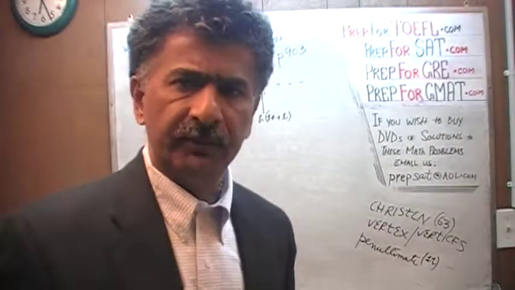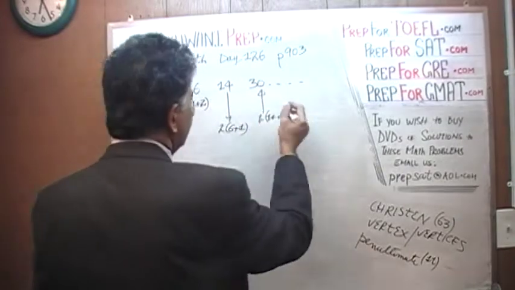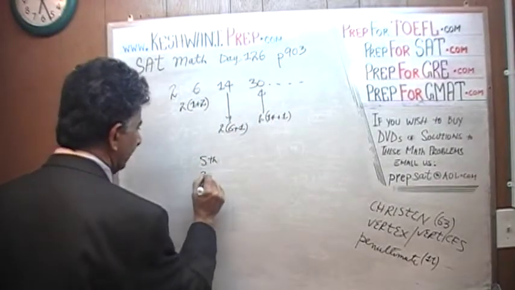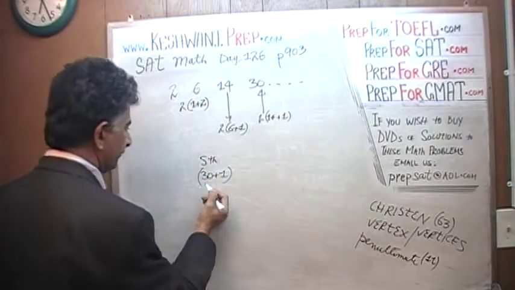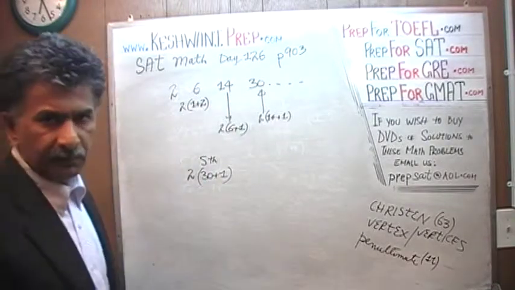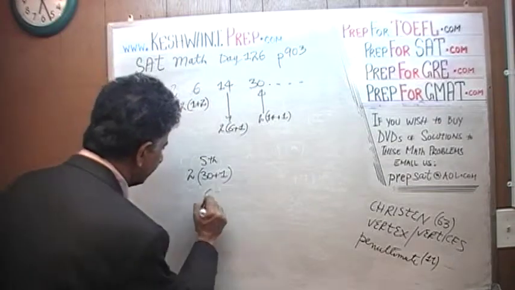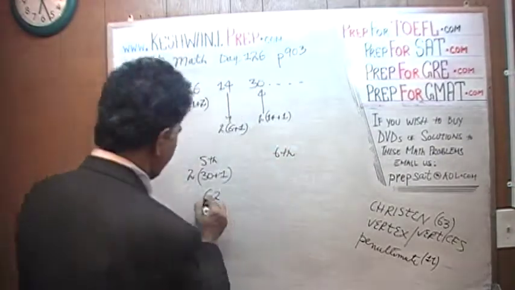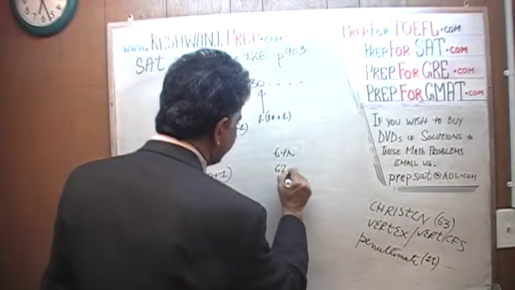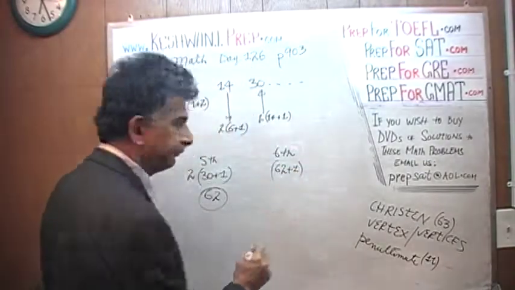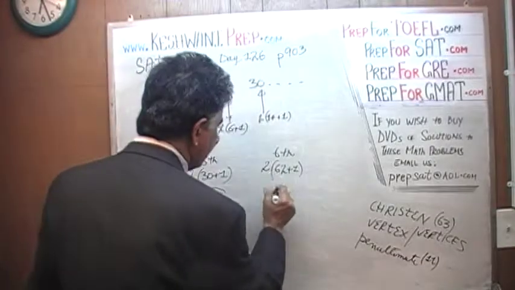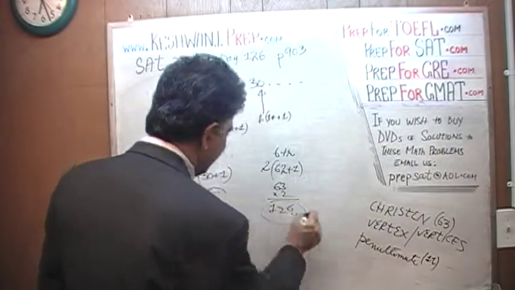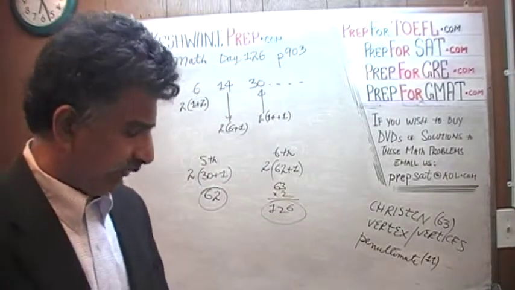So we have to find the 5th term and the 6th term. This is 30, so the 5th term is going to be, we add 1 to it, 30 plus 1, which is 31, and we double it. 31 times 2 is 62. That's our 5th term. And therefore the 6th term is going to be, once we have the 62, we add 1 to it, and we double the result. So it's 63 times 2, which is 126. The answer is E.